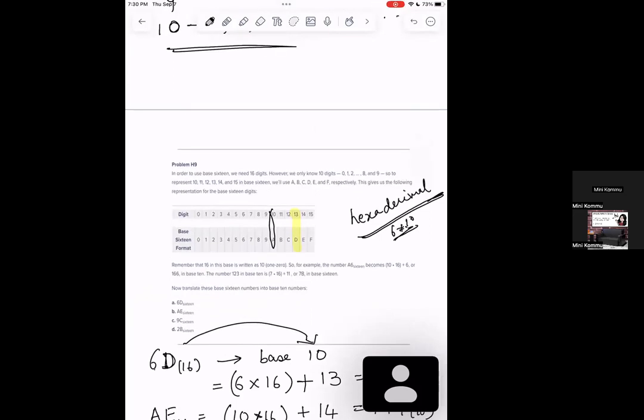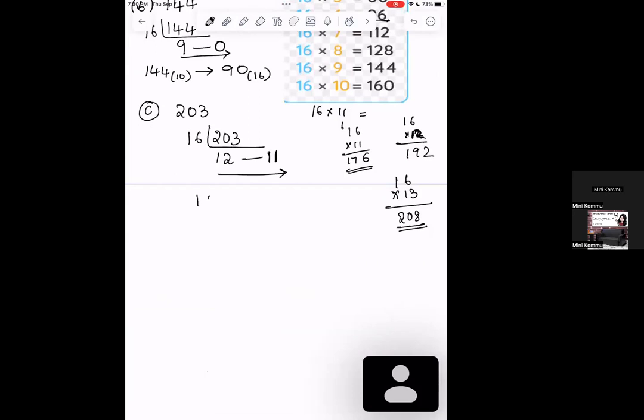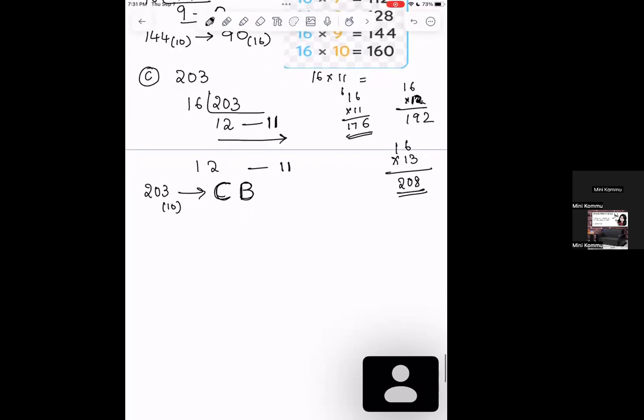However, 12 in hexadecimal system is C and 11 is B. So I can write 203 as 12 and 11, or these are 2-digit numbers, right? Instead of 12, I can write C. And instead of 11, I just showed you, right? You can write it as B. All right. So 203 in base 10 system can be translated as CB in hexadecimal system.